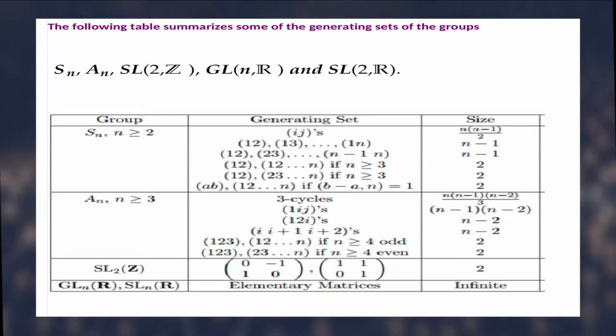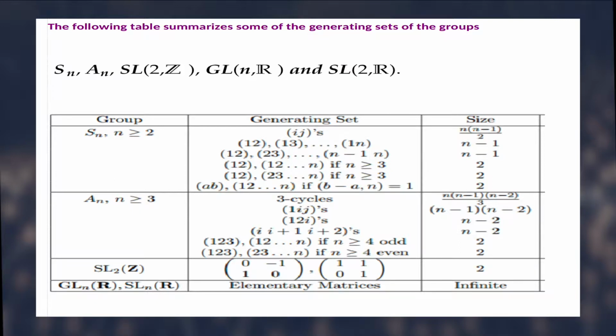If the generating set is the cycle (1 2 3), the cycle (1 2 ... n), if n is greater than or equal to 4 and odd, then the size is 2. The generating set is the cycle (1 2 3), the cycle (2 3 ... n), if n is greater than or equal to 4 and even, then the size is 2.